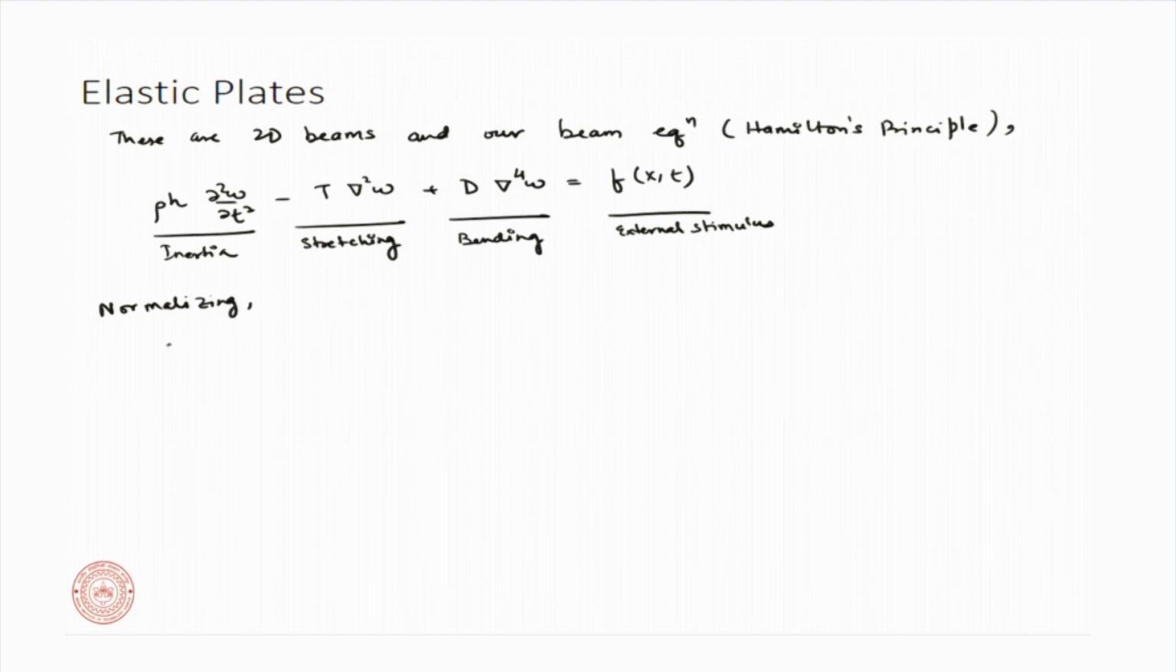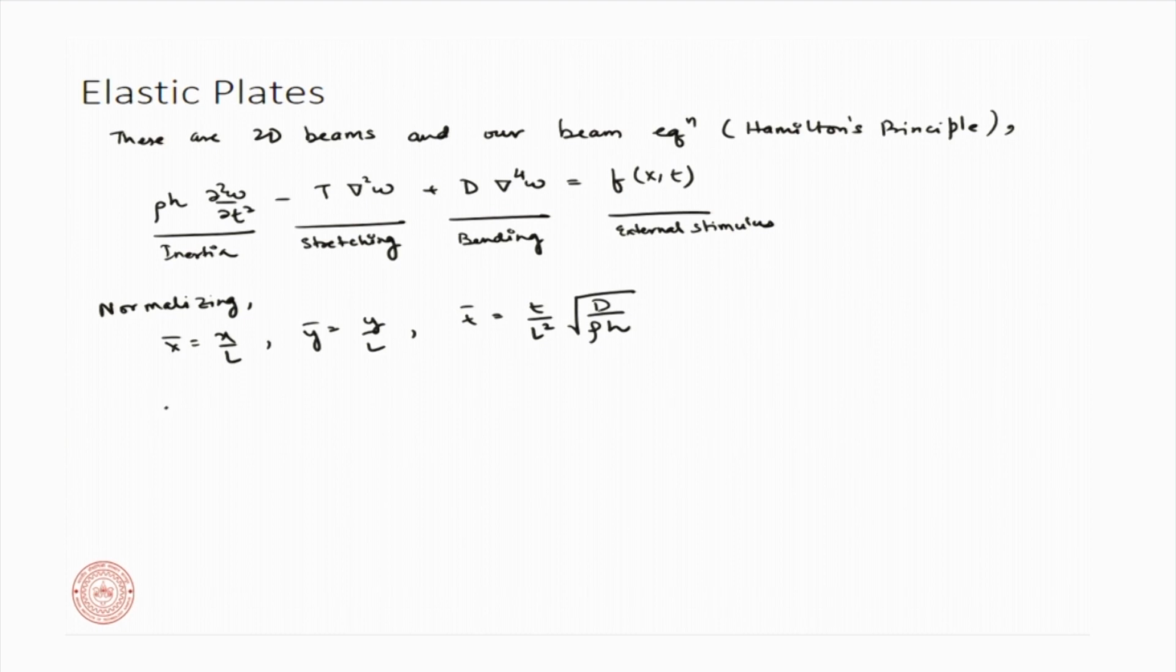We are normalizing x by L, that is the length dimension. If it has radius, then r. We are normalizing, let us not normalize w for now, that is our displacement. If you know the maximum displacement, you can normalize w with displacement. For now, let us leave it out. We are normalizing the y dimension again with L. Then our time will be t over L square, square root D over rho h.